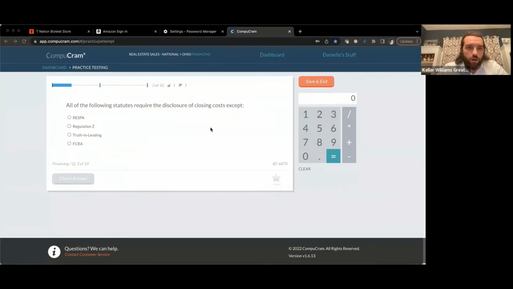Question number 3, all of the following statutes require disclosure of closing costs except A, RESPA, B, Regulation Z, C, Truth in Lending, or D, the Fair Credit Reporting Act.